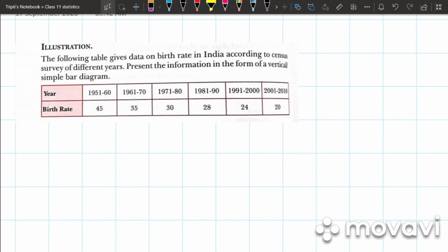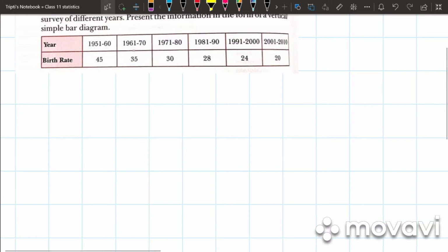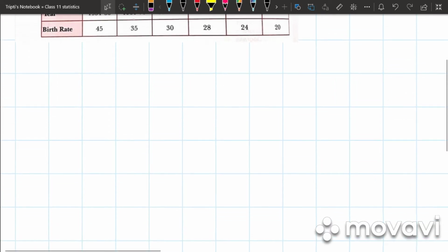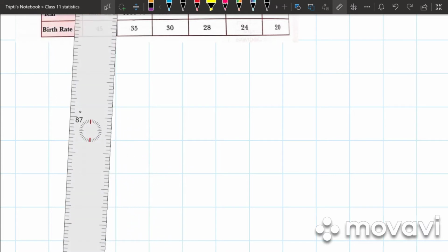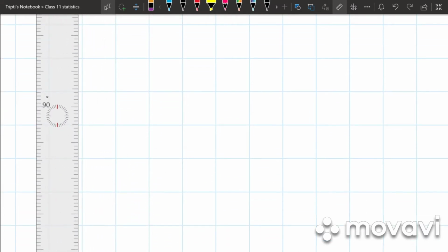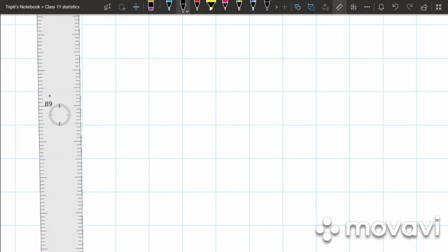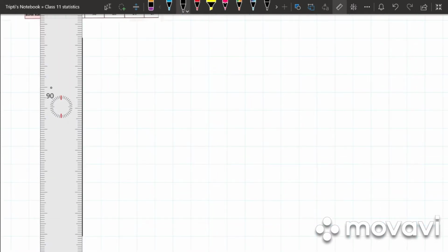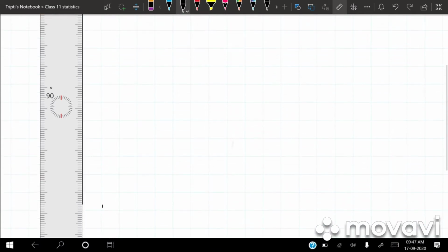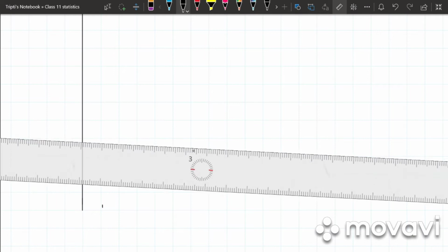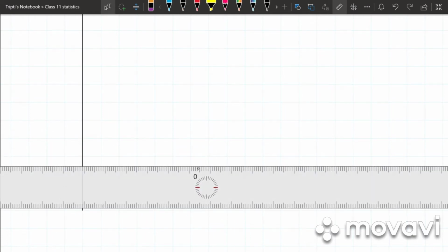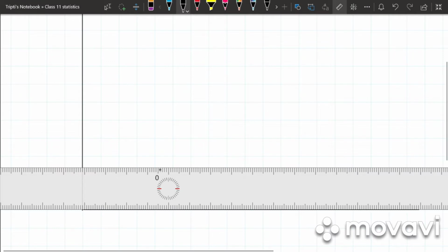The following table gives data on birth rate in India according to census survey of different years. Present the information in the form of vertical simple bar diagram. So they have given us years and they have given us birth rate. We need to prepare the bar diagram. So all you need to do is, first we need to take a scale, and we'll be having two axes, that is x-axis and y-axis. So this will be known as your y-axis. And this will be your x-axis.